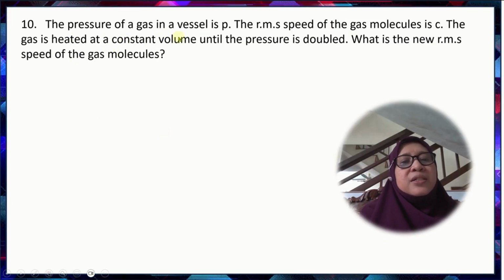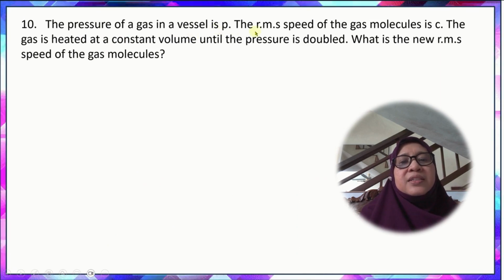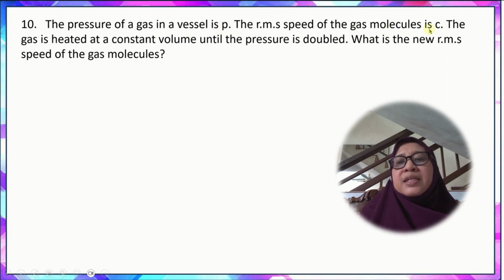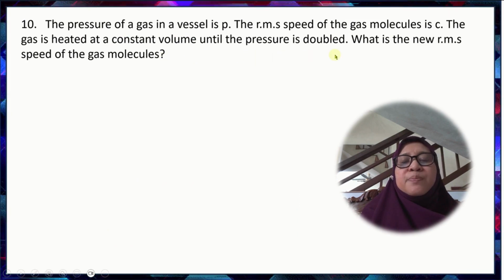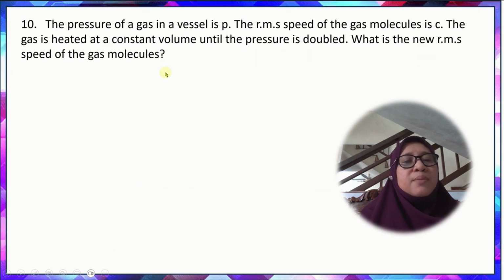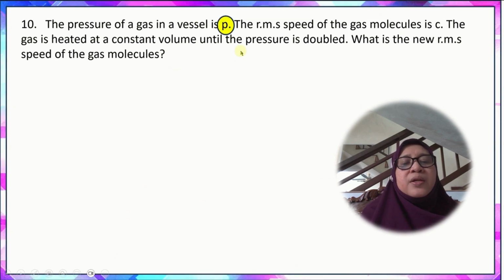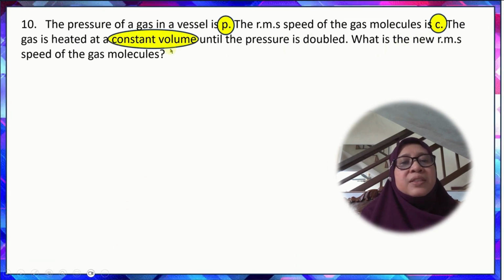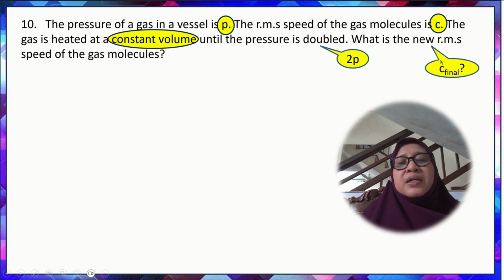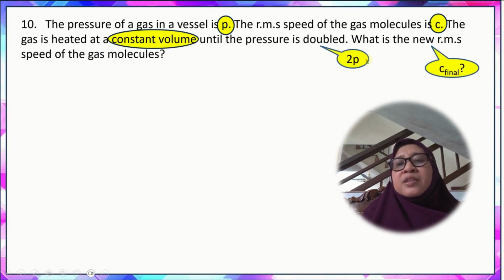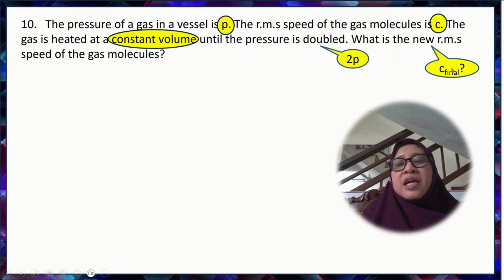The pressure of a gas in a vessel is P. The r.m.s speed of the gas is C. The gas is heated at a constant volume until the pressure is doubled. What is the new r.m.s speed of the gas molecules? You are given P, you are given C, and it's a constant volume, and the pressure is doubled. So the final pressure is 2P, and we are going to find the final r.m.s speed.